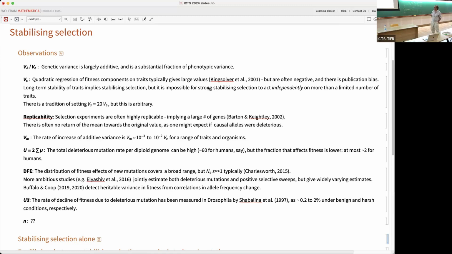And then we also heard about the Buffalo and Coop type method, going back to an idea from Robertson, which tries to detect overall heritable variance in fitness without attributing it to a particular cause. So we have various rather indirect ways of getting at the selection on molecular variation.